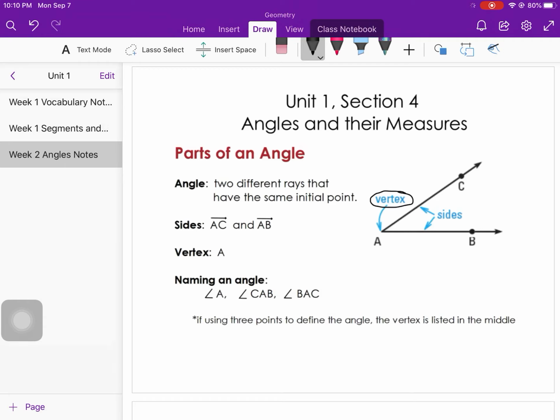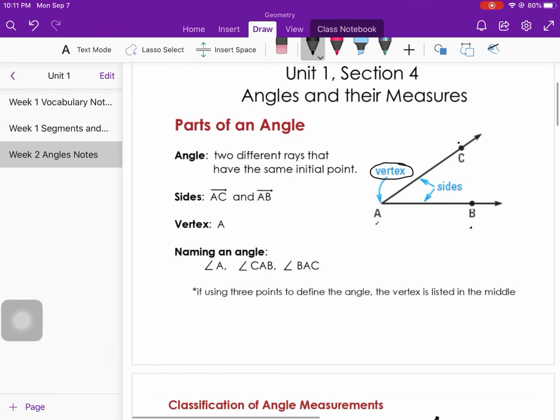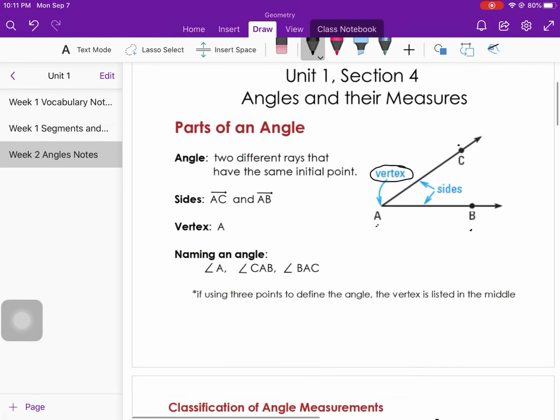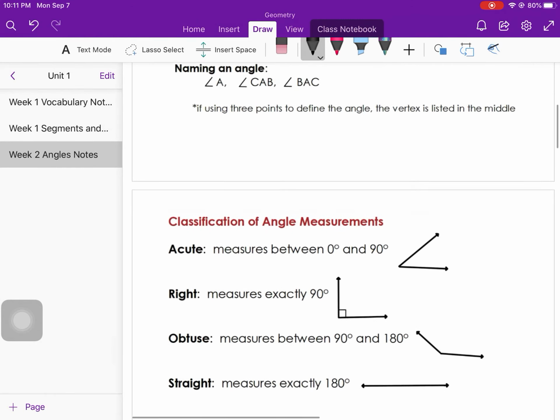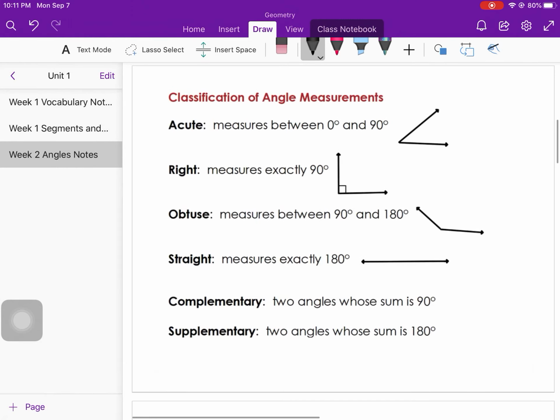So the vertex is the most important part of the angle. And there's three different ways that we can name an angle. You can name it as angle A by the single vertex, angle CAB, so we go from C to A to B, or we can go in the reverse order where it's B, A, C. A lot of times we are going to use 3 points to name angles. Kind of depends on the figure that we're looking at, and we'll practice this throughout the year. But the vertex always has to be in the middle.